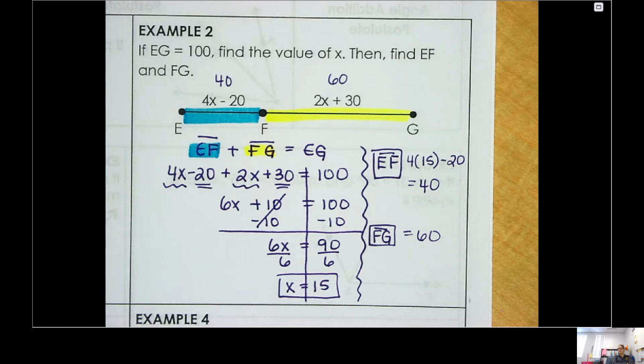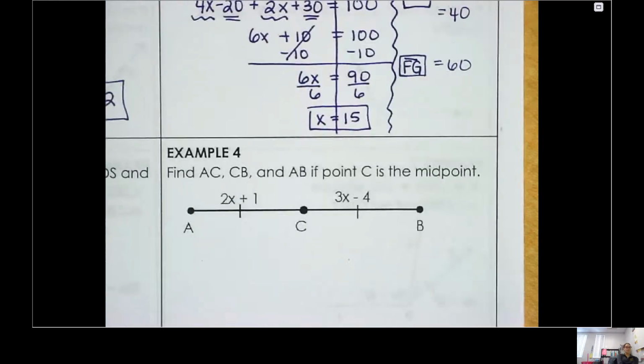Questions? So the setup is always going to be the same. Every single time you write an equation when we do angle addition or segment addition, you should have something plus something equals something. All right, I'm going to skip example 3 for the moment. We're going to do example 4 because I want to make sure we have enough time to get through everything. And then if we need to come back to example 3 and check it, we will. But take a look at example 4.